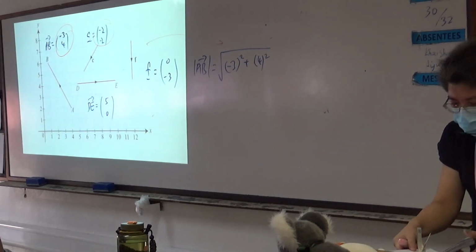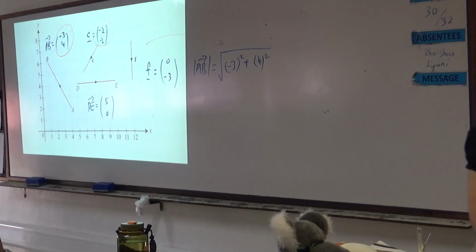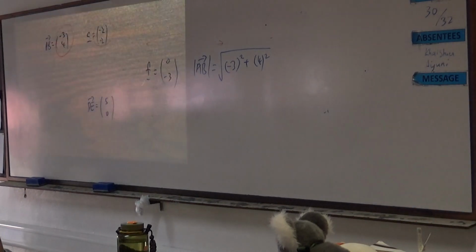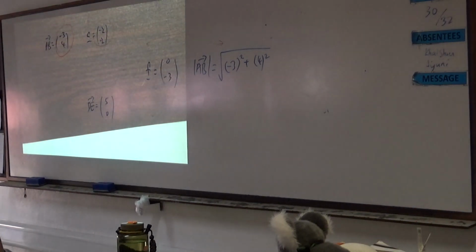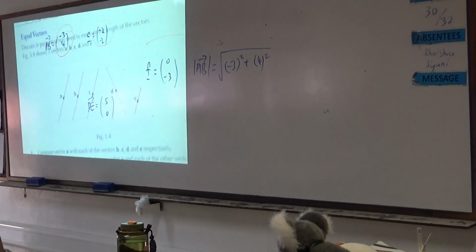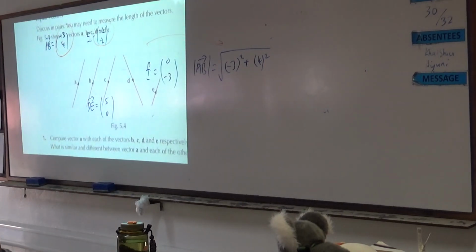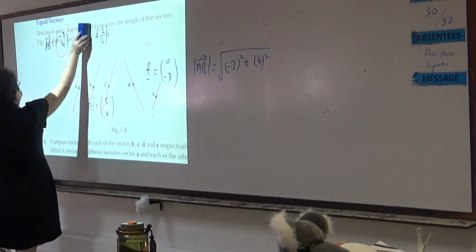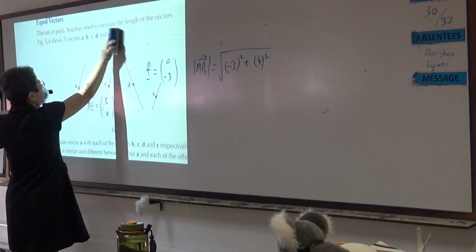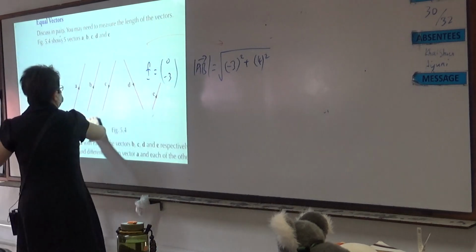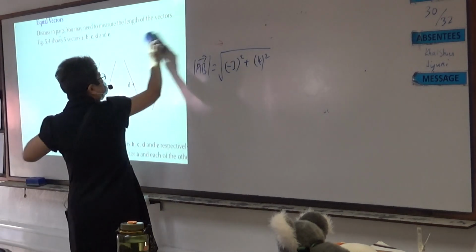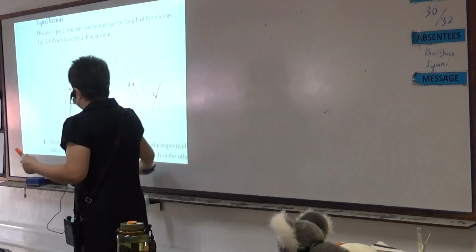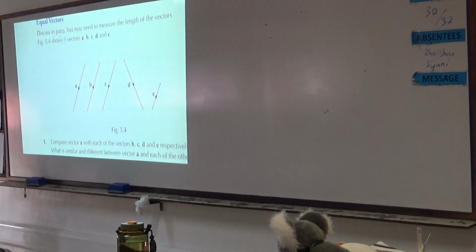So, let me just go through again. What do you mean by equal vectors? I want you to look at the next page, this particular page. What do you mean by equal vectors? Equal vectors means they must have the same direction and the same magnitude.